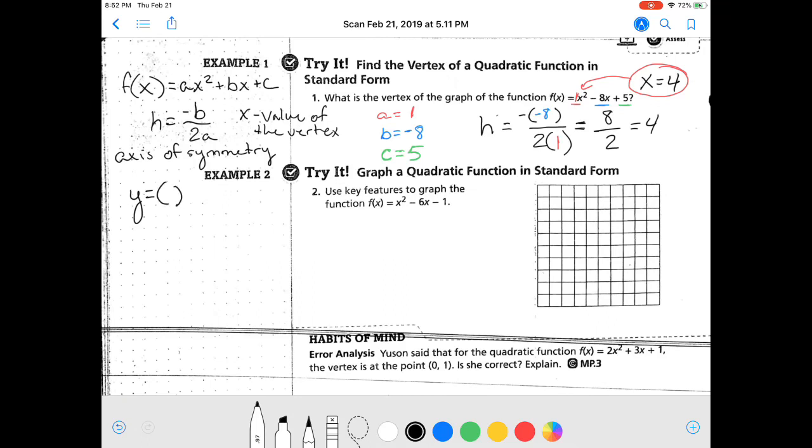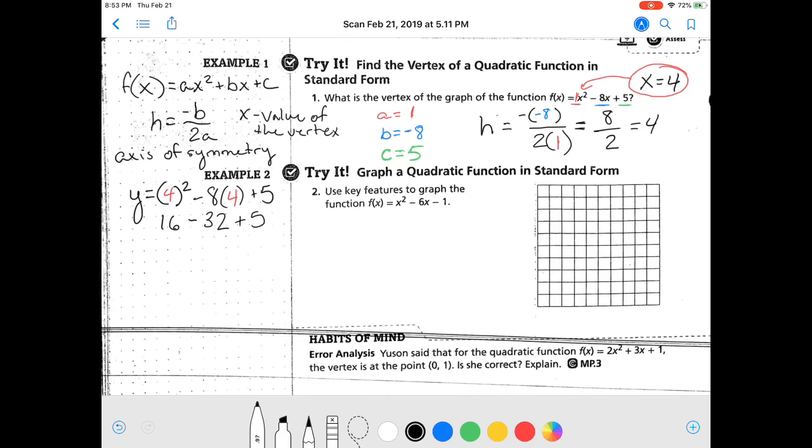So here we go. We've got y equals, and I'm just going to use blanks for my x values right now. All right, so y equals 4 squared minus 8 times 4 plus 5. 4 squared is 16. 8 times 4 is 32. And then we have our 5 on the end.